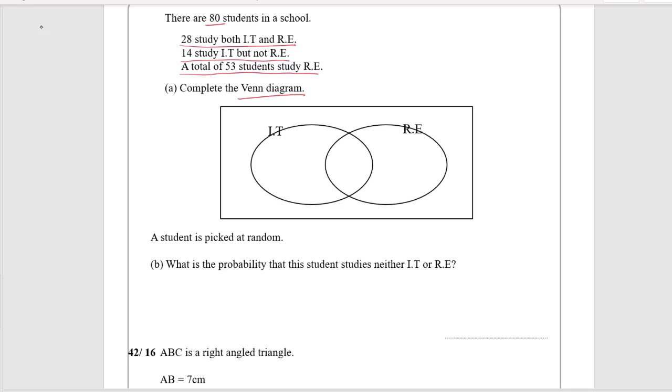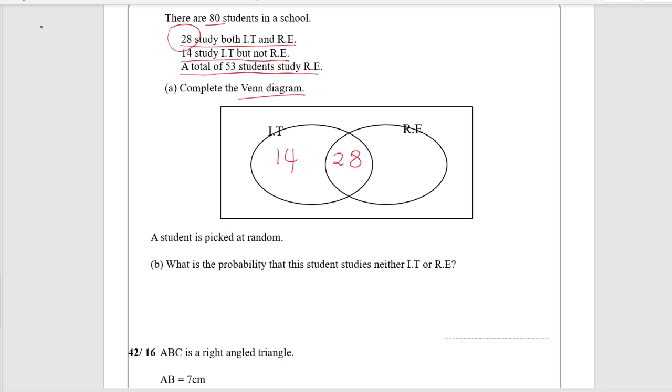When you do Venn diagrams, always look at what they have in common and always start from the middle if you have the information available. So 28 study both IT and RE, so let's put down 28 in the middle. 14 study IT but not RE. So 14 study just IT and not RE. That means we can put down 14 here.